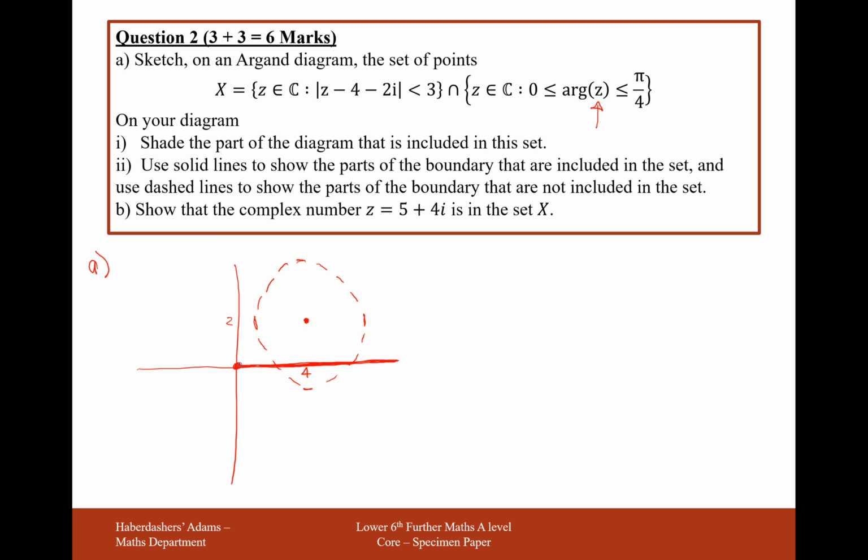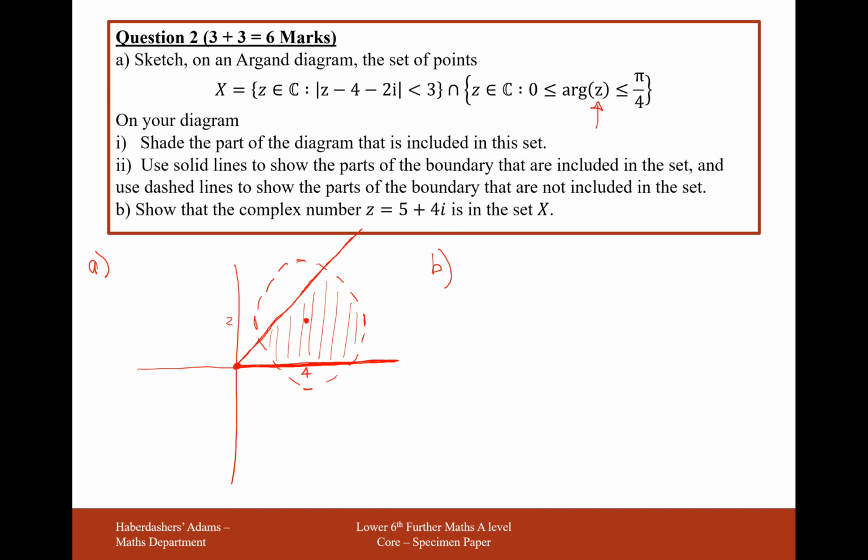Now pi by 4 is effectively a 45-degree angle, and we are including all the points that are at a 45-degree angle, so this one here is going to be a solid line. And then the region that we want to shade is this one here, so that's our region X.